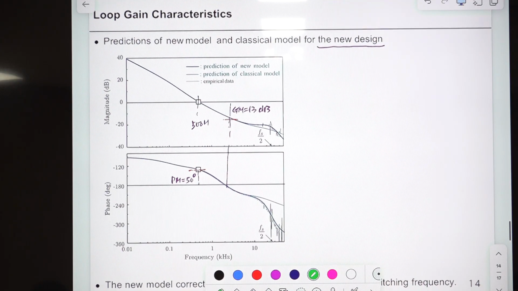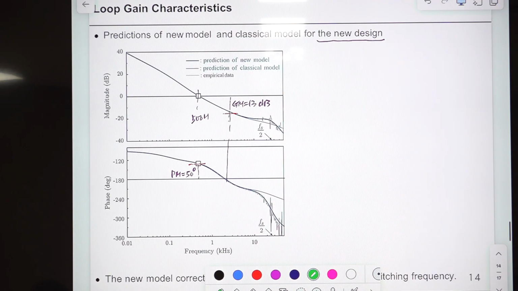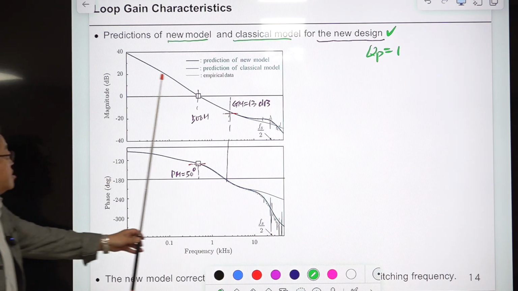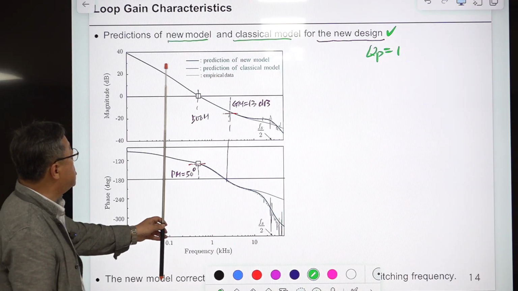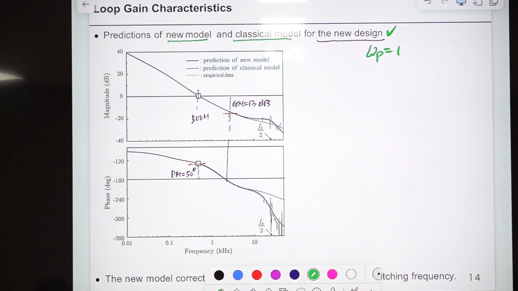Comparison between classical model and new model. So this is the new design of QP equals 1, and I used the new model and the classical model. Up to this point, everything is the same. So this crossover frequency is 500 Hertz. Much narrower than the previous case.